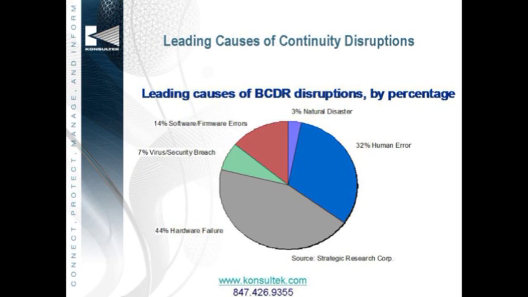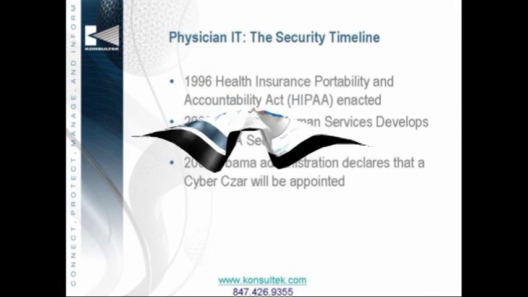32% from human error. So the operator has done something and kind of bound up the system. 7% from virus and security breaches, 14% from incompatibilities between software and firmware, and only 3% caused by natural disasters. So while most people focus on natural disasters, the fact of the matter is there are many other much more mundane and quite frankly more common reasons why your IT infrastructure is at risk of going down and not being available at that critical moment when you need it.